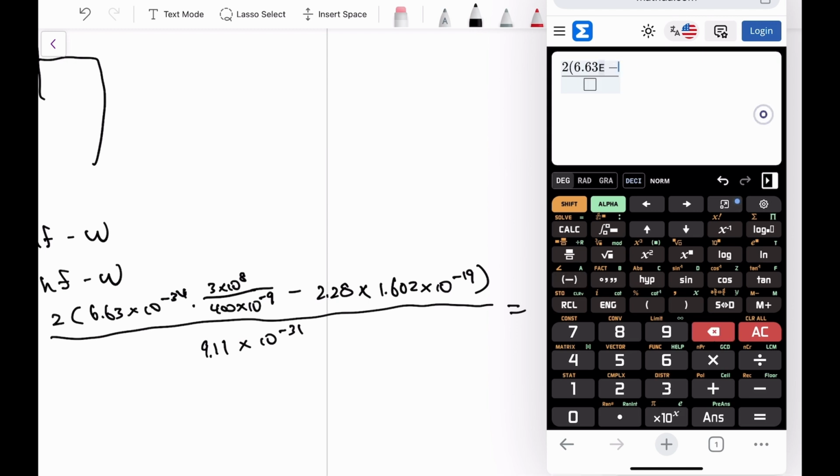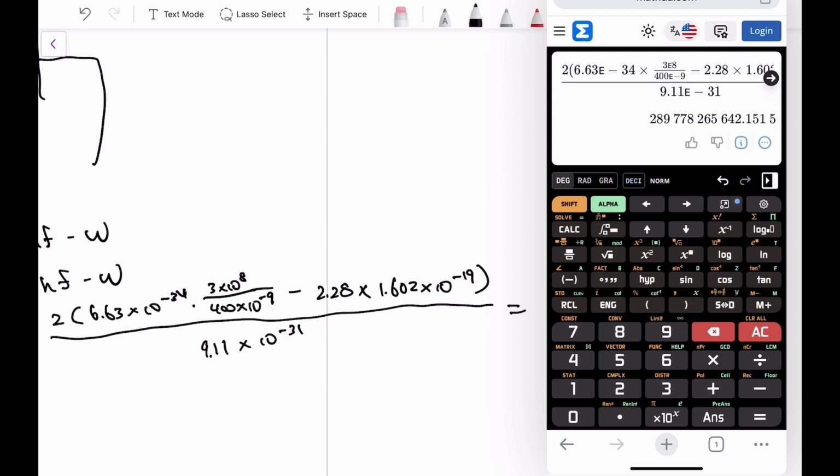2 times Planck's constant, and then times the frequency, speed of light over wavelength, minus 9, and then over here we have minus the work function converted into joules. And down there we have the mass of an electron, so that will be minus 31.